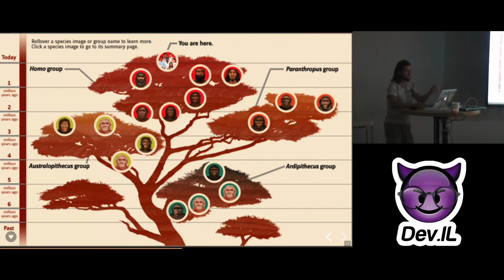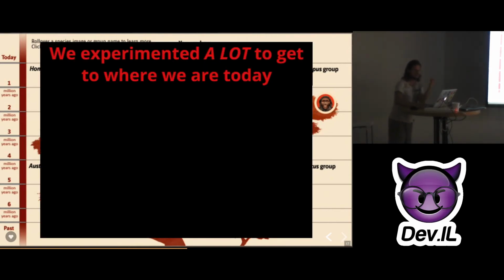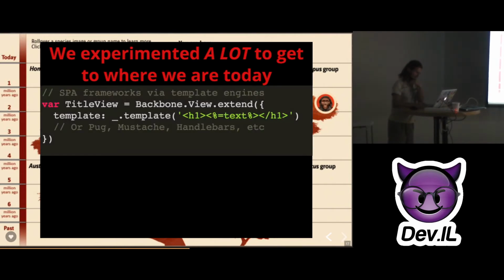This is more of how evolution looks like. There's lots of experimentation. There's lots of dead ends. Okay, we try and we mostly fail. But in the end, we get to somewhere better. So we experimented a lot to get to where we are today.